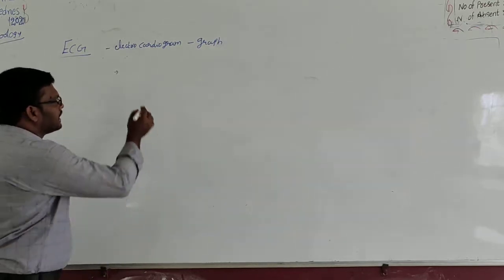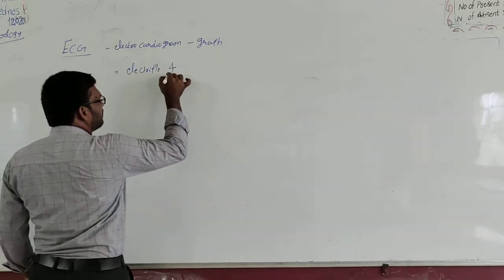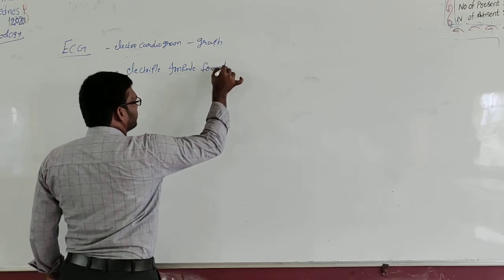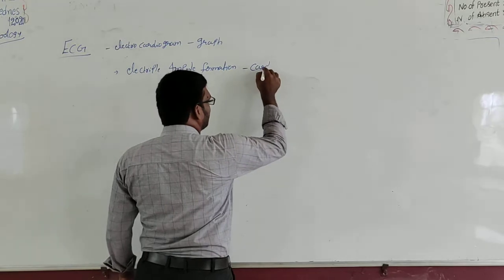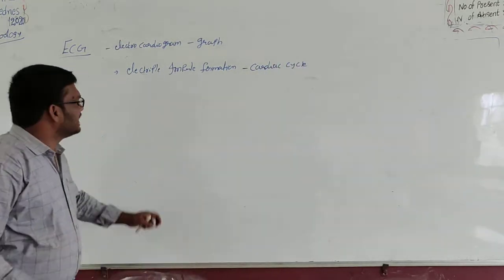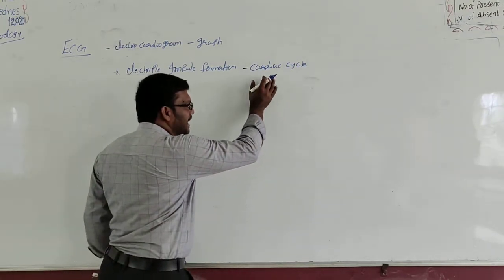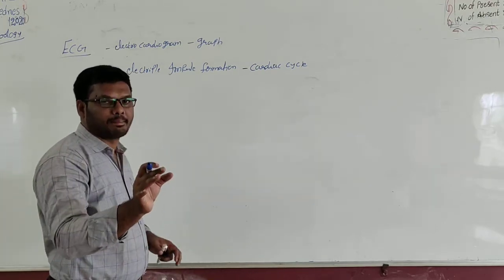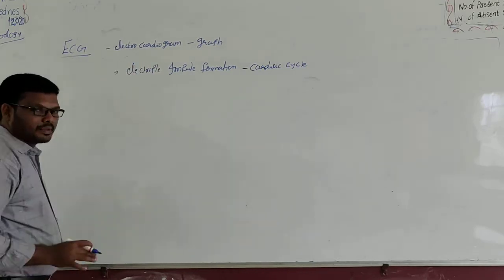Here, the electrical impulse formation takes place in the cardiac cycle. How does this electrical impulse formation take place in the cardiac cycle? By using a graph we can represent it. That is called an electrocardiogram.